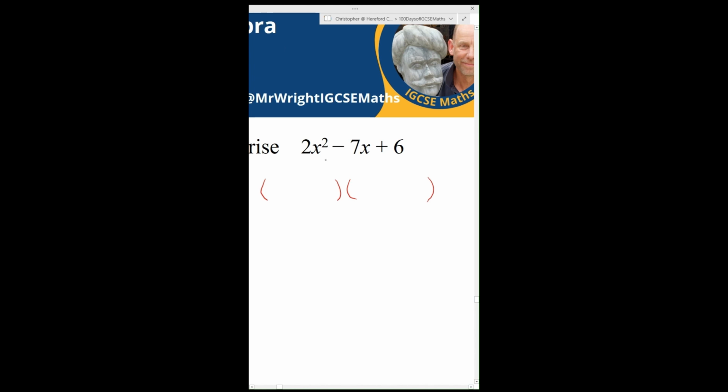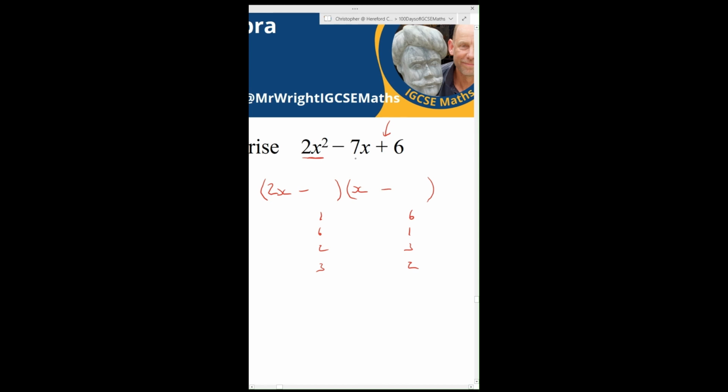I've got 2x squared, so I'm going to have 2x and x. I've got a positive term at the end, but a minus x, so both of these will have to be negatives in the bracket. Now my two numbers have to multiply to 6. So I've got 1 and 6, or 6 and 1, 2 and 3, and 3 and 2. So not many to try.